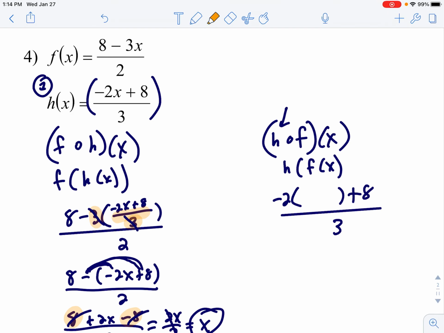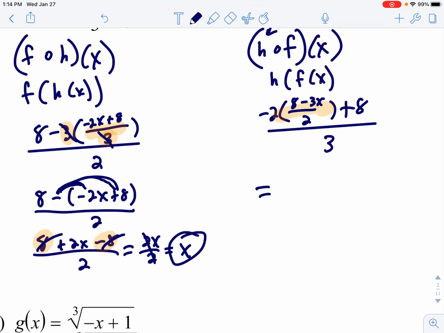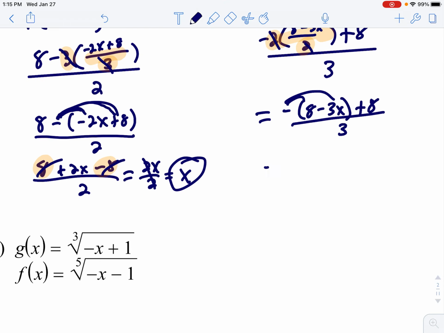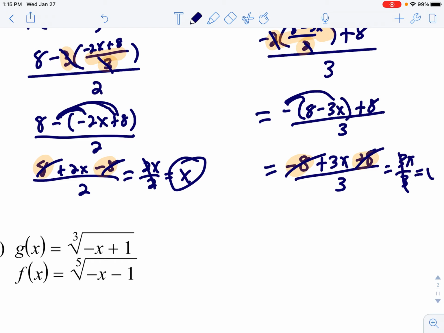Where the x is, that's where I put parentheses. Inside of those parentheses, I need to write 8 minus 3x over 2. All right, what happens here? Well, once again, we have 2 times 2 divide, times and divide cancel each other out. So I get negative 8 minus 3x plus 8 all over 3. That negative sign distributes, negative 8 plus 3x minus 8 over 3. The minus 8 plus 8 cancels out, giving me 3x over 3. The 3's cancel, I get x.